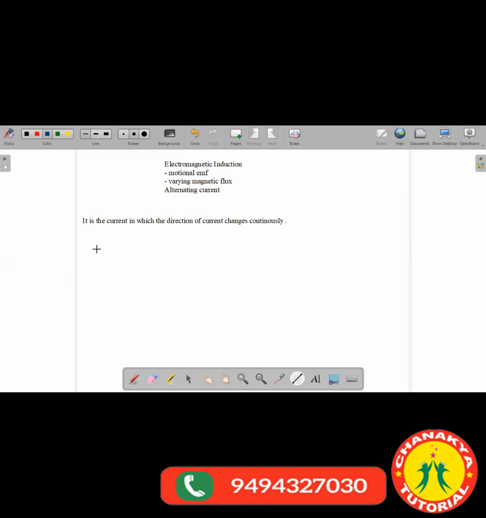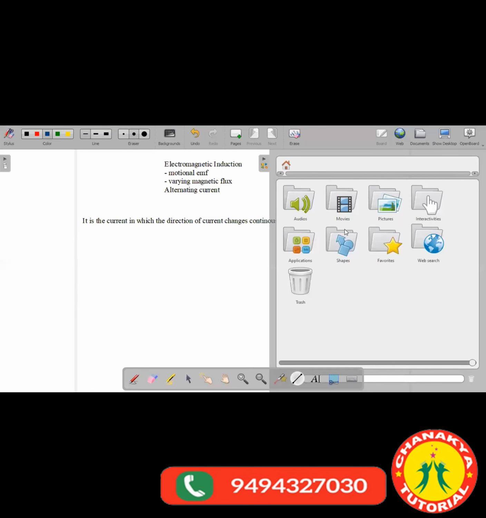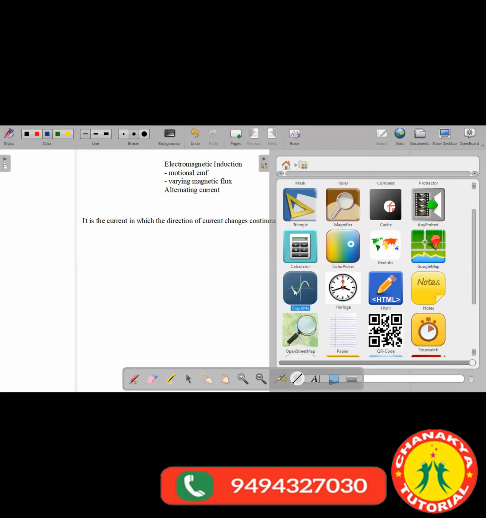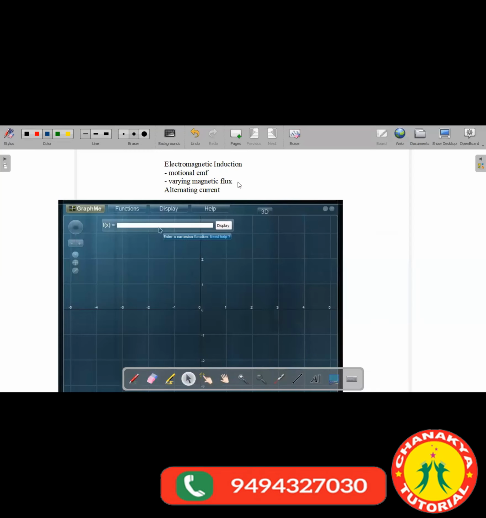So how is the AC current represented? We can represent the AC current as a function of EMF and time. We can represent EMF as a function of time, or current as a function of time, like this. We can draw a sine curve here. Let's say we have a function f of x equals sine x, and I draw it here.